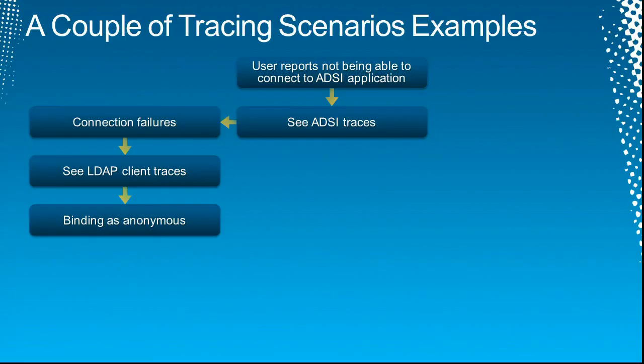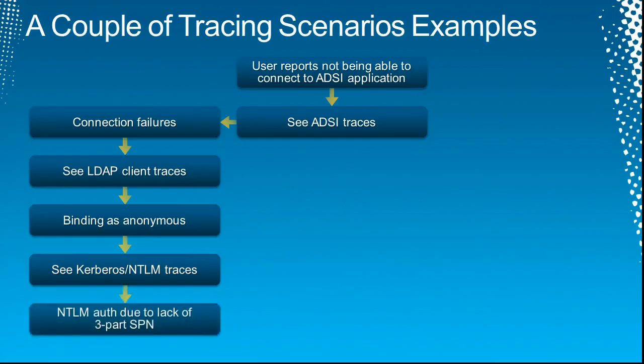And then you remember that you are always connecting as the machine account if you are running under Kerberos and not NTLM. So you decide to set up Kerberos and NTLM traces, and with that you will find that NTLM is used because of the lack of three-part SPNs in the directory.